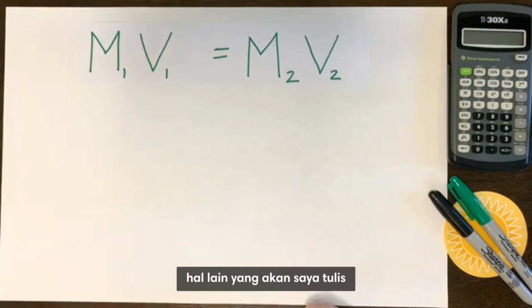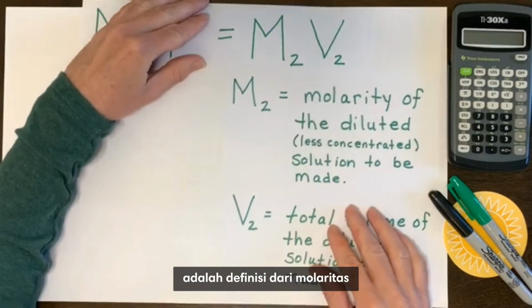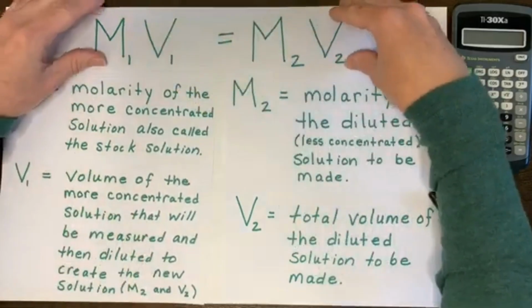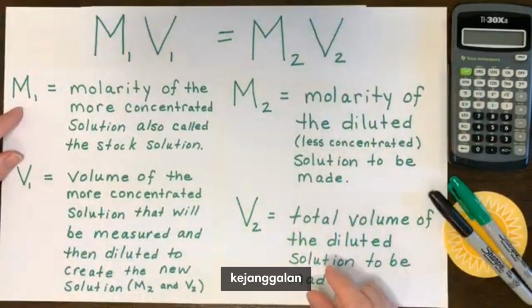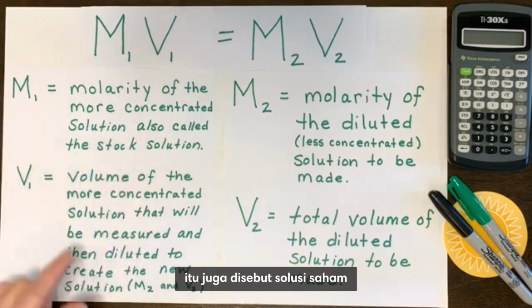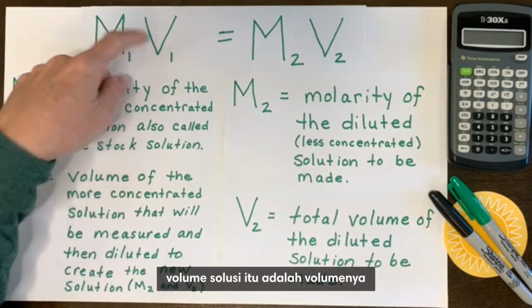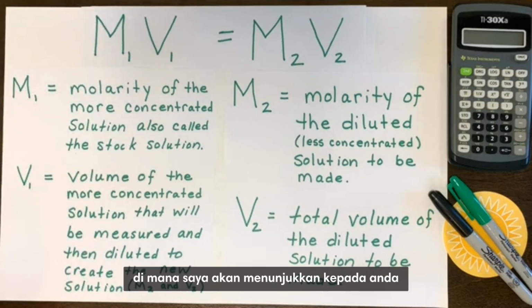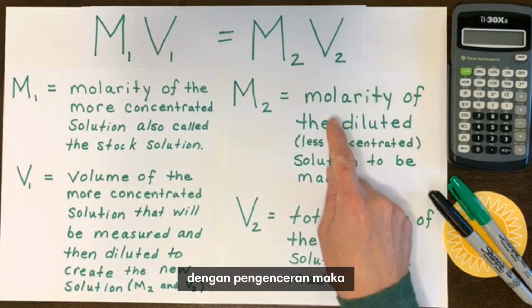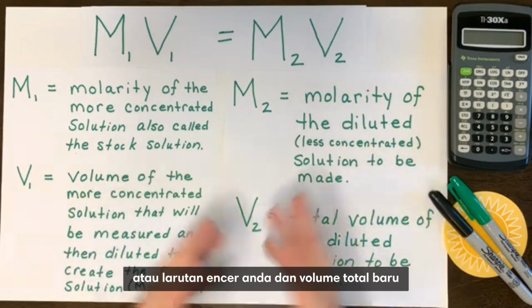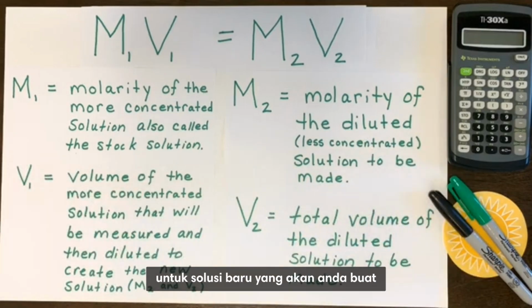The other thing I would write down are the definitions of the molarity 1 and 2 and volume 1 and 2. So again, I would write down that the molarity of your initial solution is the more concentrated one. It's also called a stock solution. The volume of that solution is the volume you're going to take out that we're going to very accurately measure in the next part of this video, where I'll show you the demonstration of how to make a solution by dilution. Then you're going to have a new molarity for your less concentrated or dilute solution and a new total volume for that new solution that you're going to be making.